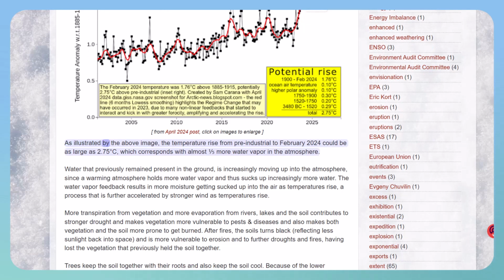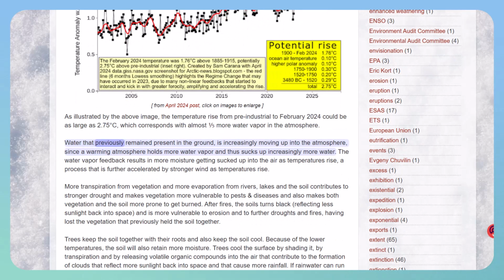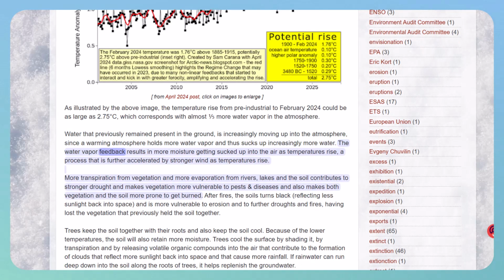As illustrated by the above image, the temperature rise from pre-industrial to February 2024 could be as large as 2.75 degrees Celsius, which corresponds with almost 1/5 more water vapor in the atmosphere. Water that previously remained present in the ground is increasingly moving up into the atmosphere, since a warming atmosphere holds more water vapor and thus sucks up increasingly more water. The water vapor feedback results in more moisture getting sucked up into the air as temperatures rise, a process that is further accelerated by stronger wind as temperatures rise.